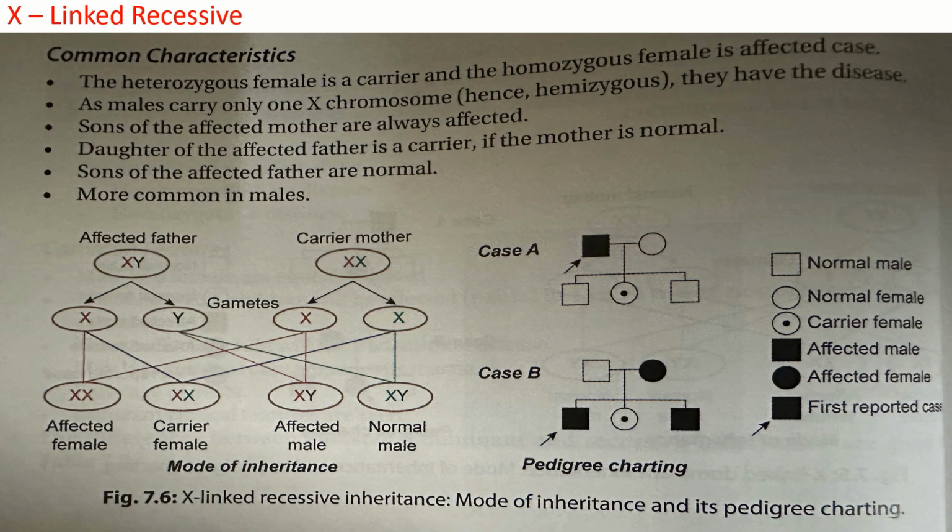Common characteristics: the heterozygous female is a carrier and the homozygous female is an affected case. As males carry only one X chromosome, they have the disease. Sons of the affected mother are always affected. You can see here the sons of the affected mother are always affected. Then, more common in males.